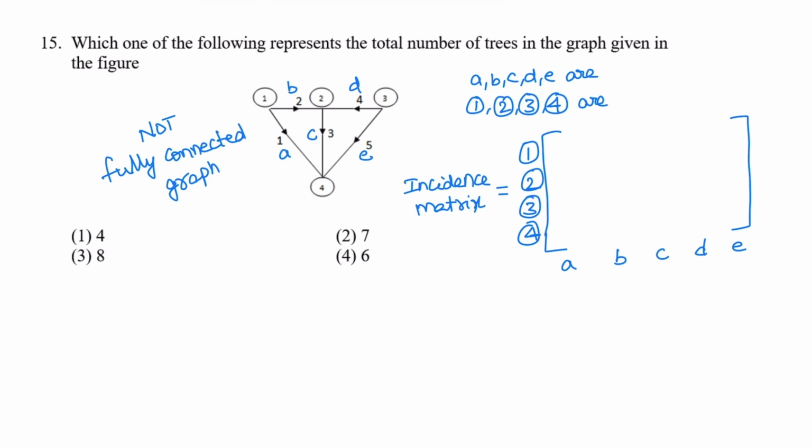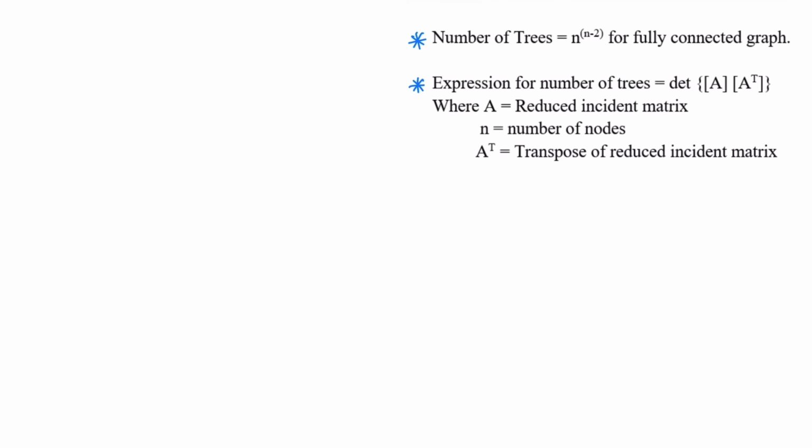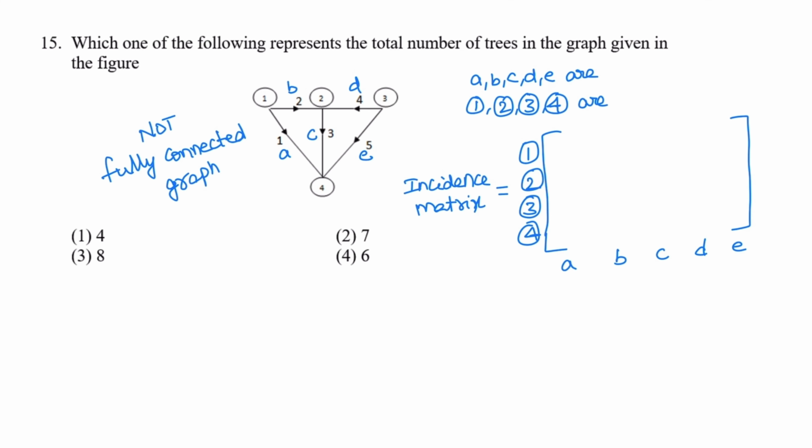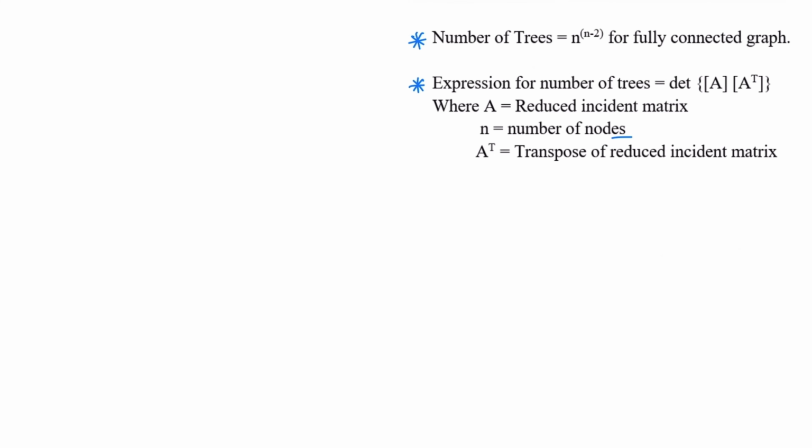Next question. Which of the following represents the total number of trees in the given figure? One method is directly drawing the trees from the graph, or we can calculate mathematically using a formula. The total number of trees is n power n minus 2 for a fully connected graph, where n is the number of nodes. But this graph is not fully connected, so the expression for the number of trees is the determinant of A A transpose, where A is the reduced incident matrix.